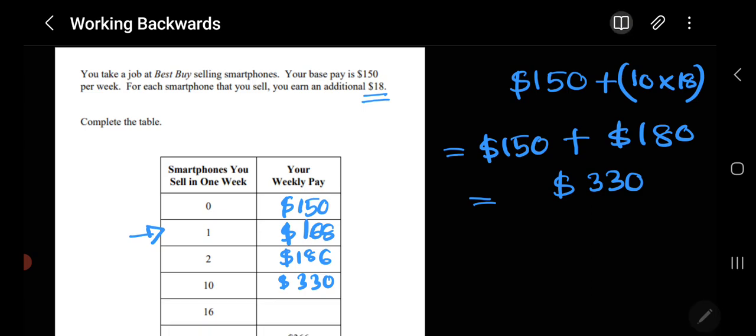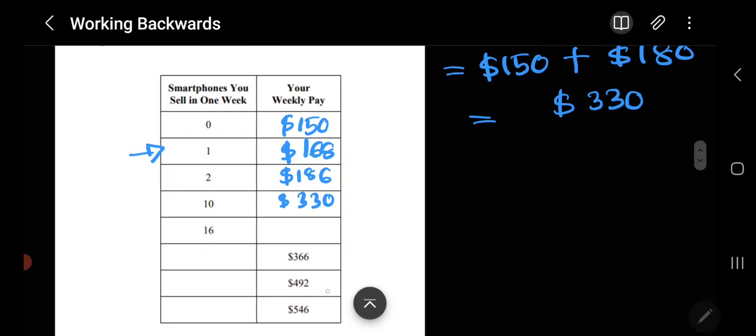Now things get a little more interesting when you have your weekly pay and you have to figure out the smartphones you sell in a week. How do we do this? If we know the weekly pay, can we figure out how many smartphones were sold? This is where working backwards comes in. Let's try to understand this. To work with 330, first let's look at the same example we did, where we sold 10 smartphones and earned $330. Let's work on that.